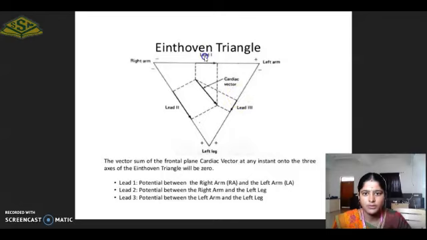Lead 1 gives the potential difference between right arm and left arm. Here the voltage measured is V1. Next, lead 2 gives the potential difference between right arm and left leg. Here the voltage measured is V2. Next, lead 3. Here the voltage measured is V3. It gives the potential difference between left arm and left leg.